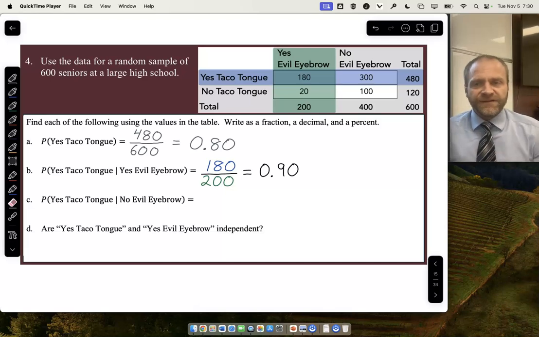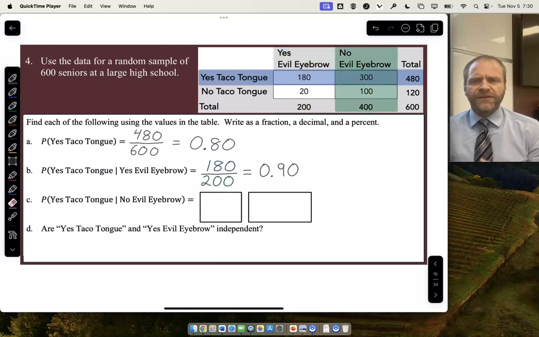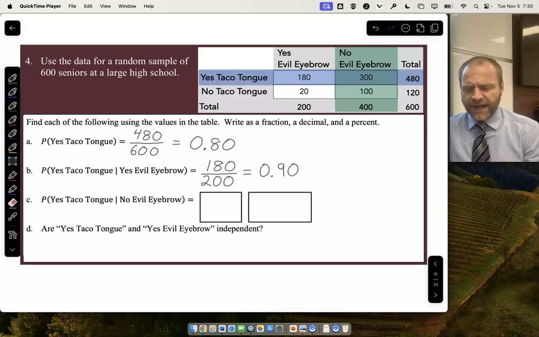Let's see if it's the same for part C. Part C says yes, taco tongue, given that no evil eyebrow. So given that no evil eyebrow, we're focusing right here. Given that this occurred, that looks like there's 400 total people there.